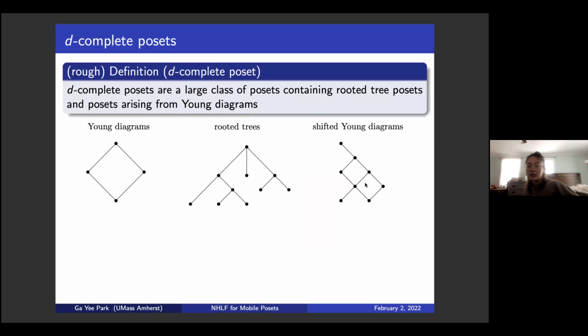So what are the D-complete posets and why those? These posets are a large class of posets, including the Young diagrams that I talked about, but it's not limited to just that. It includes also rooted trees and shifted Young diagrams, and they behave really, really nicely.